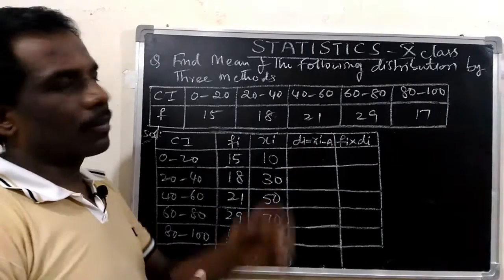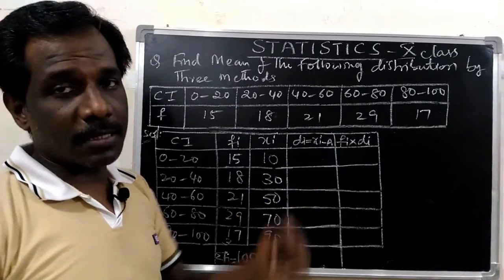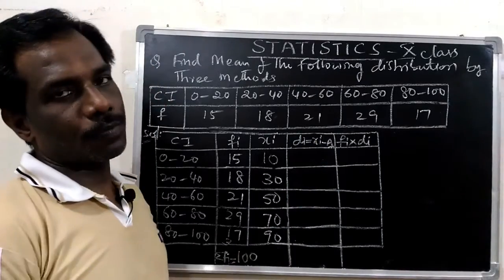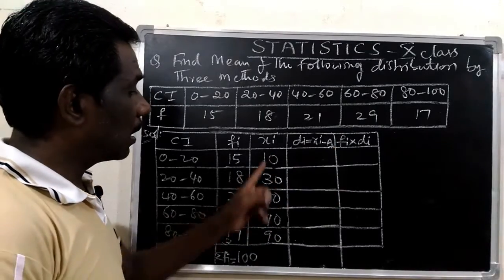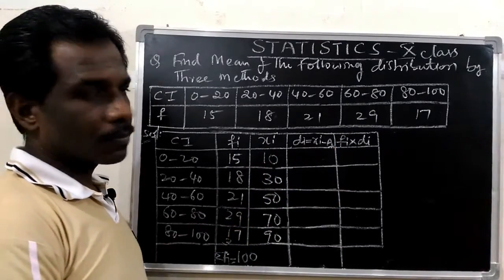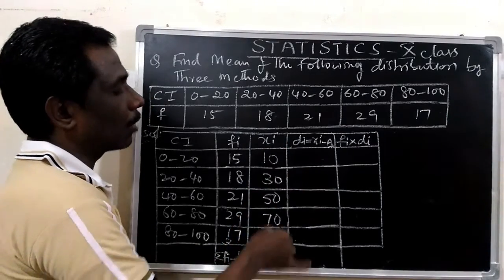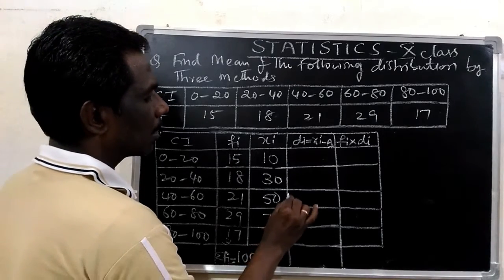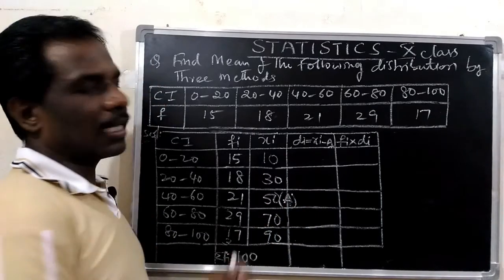And next we have to find di. Di is obtained by xi minus a. For this, first we take an a value. That a value is assumed from the xi. So any one xi value can be assumed as a. Now I am assuming 50 as a.